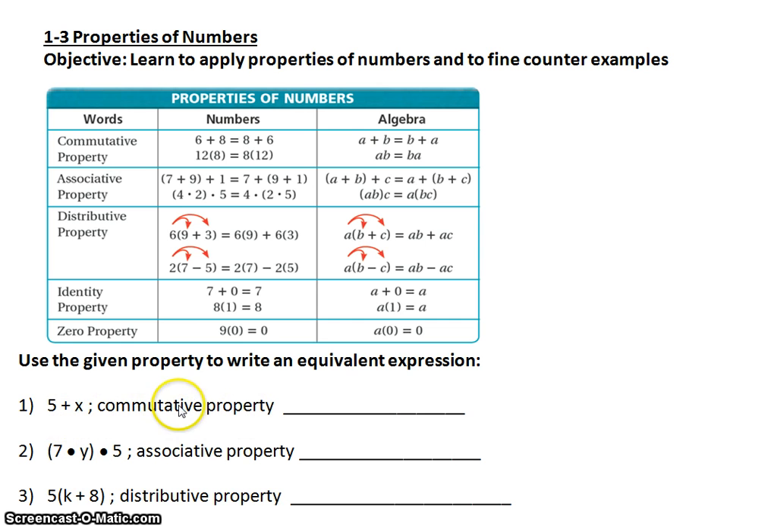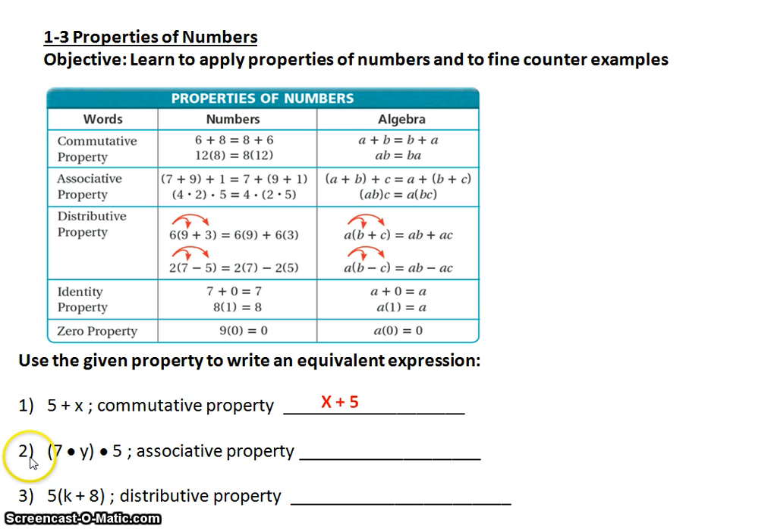Use the given property to write an equivalent expression. The commutative property with 5 plus x. So if we look up at the table, the commutative property: 6 plus 8, if we apply the commutative property, we'd have 8 plus 6, where we are just changing the order. So in our first example, we want to change the order. 5 plus x, we use the commutative property to get x plus 5.